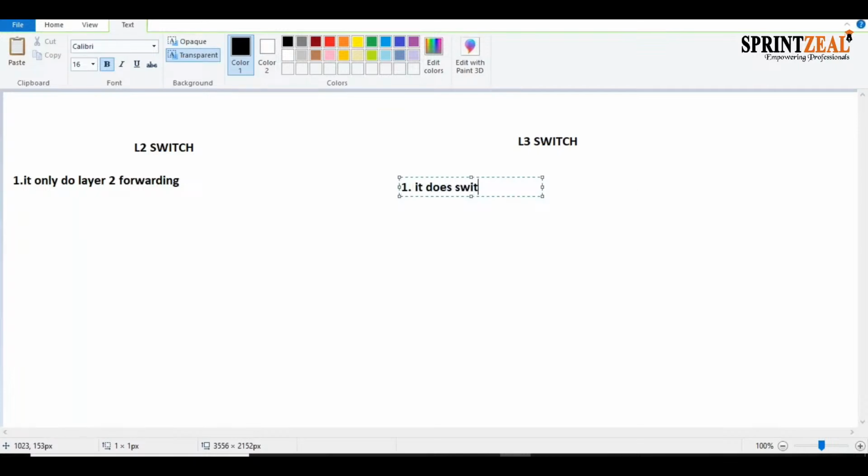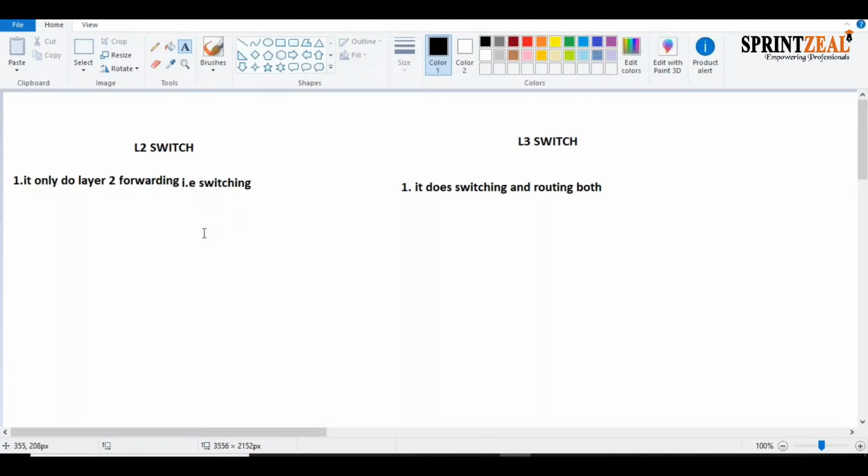It does switching and routing both. And the L2 switch only does layer 2 forwarding, which is called switching. Okay, the first difference: it only does the switching, and the other does switching and routing both.